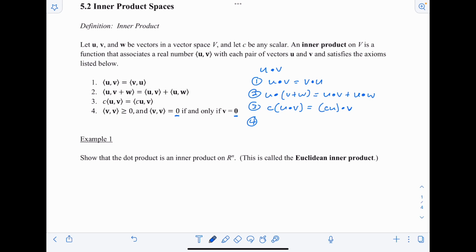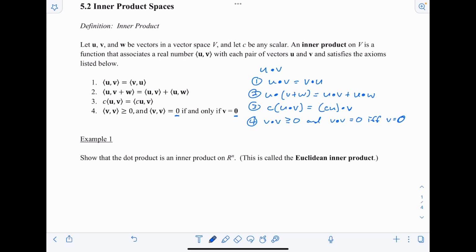So what this says then really is that if I take the dot product of a vector with itself, that's always going to be greater than or equal to 0. And the second part basically says that if I take the dot product of the vector with itself, it's going to equal 0 if and only if v is the 0 vector.